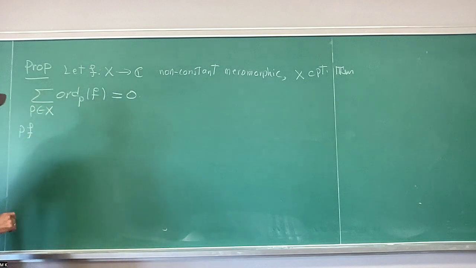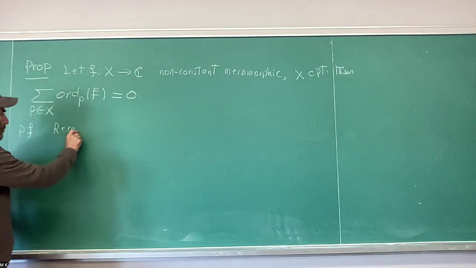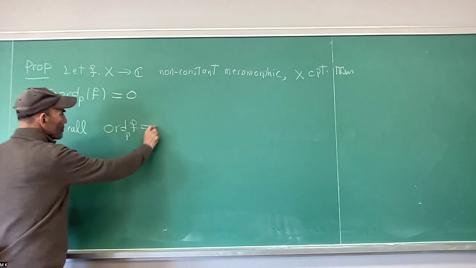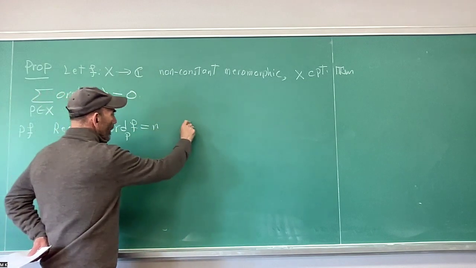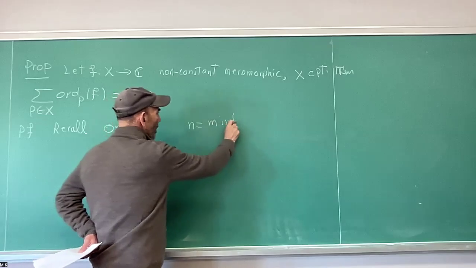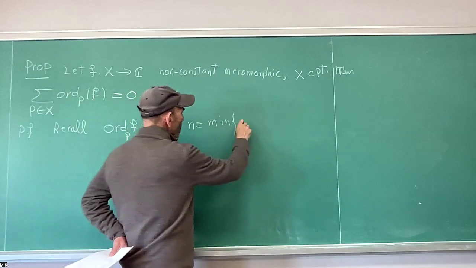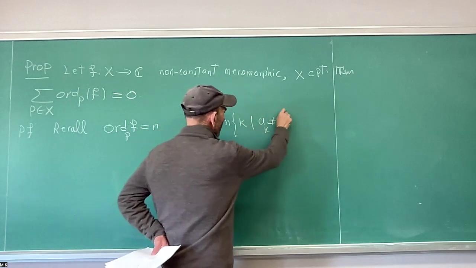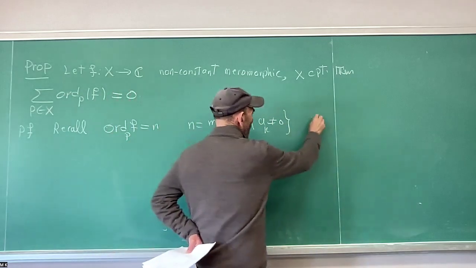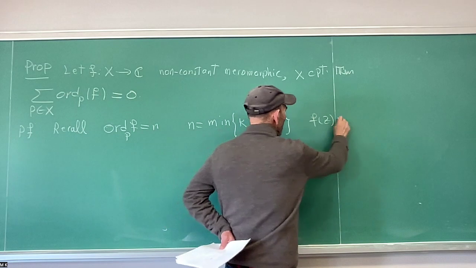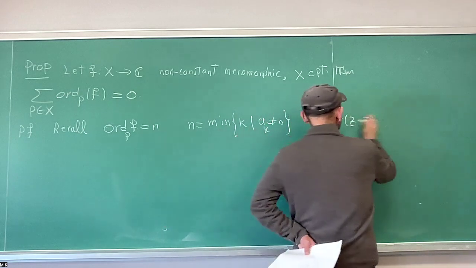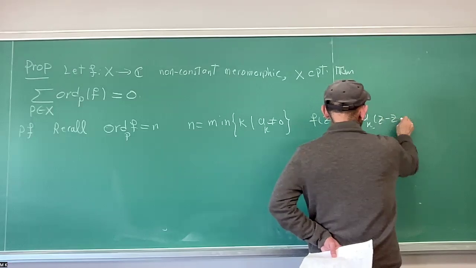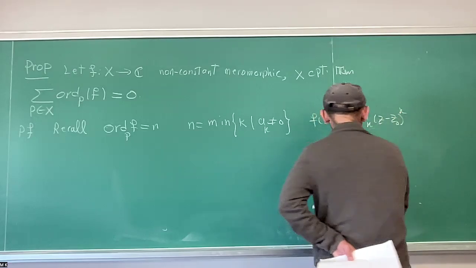So proof. Okay, so first of all, recall the definition of order. So we said that the order of f at p is equal to n, where n is the minimum of the k's such that a_k is different from 0, where f of z is equal to the sum of a_k (z minus z0) to the power k.